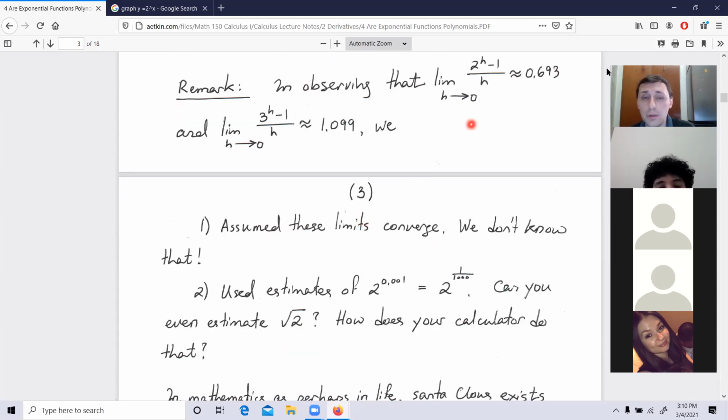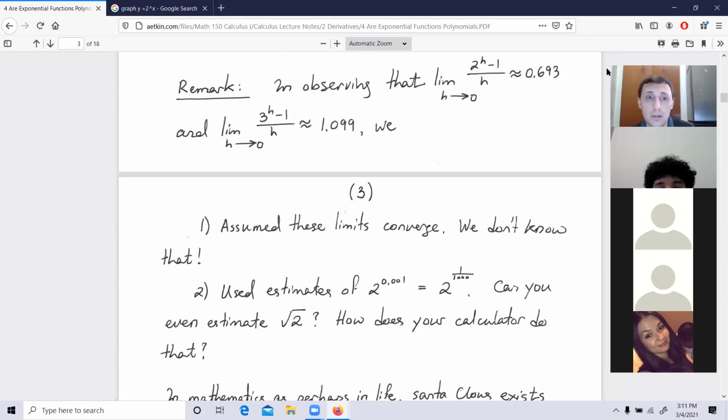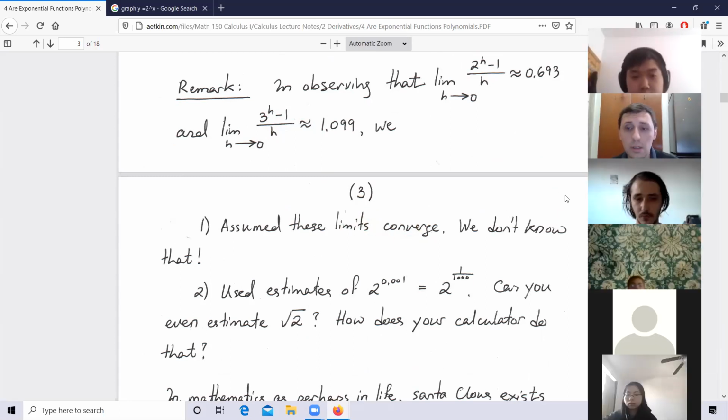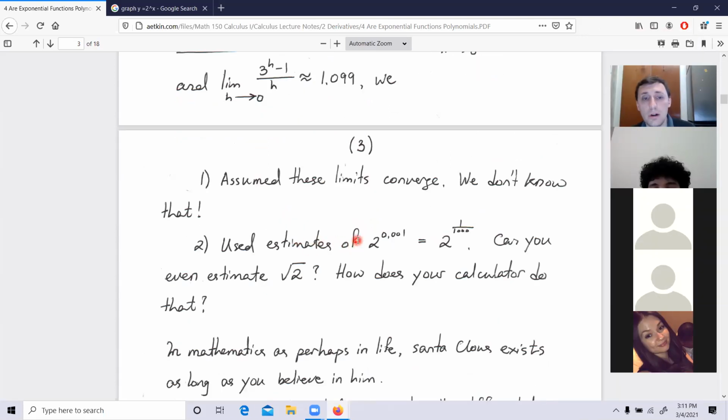Now, again, guys, I would like to emphasize what we have done when we carried out the calculation for (3^h - 1)/h. When we made this approximation, we assumed that the limit will converge, and we don't know that. And secondly, we used estimates of numbers like 2 to the power of 0.001, or 3 to the power of 0.001. And we do not even know how to calculate the root of 2.